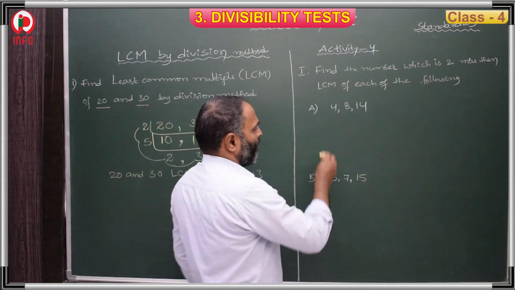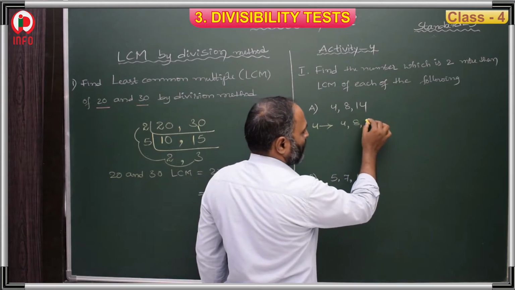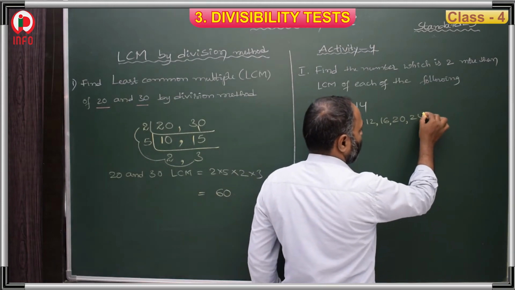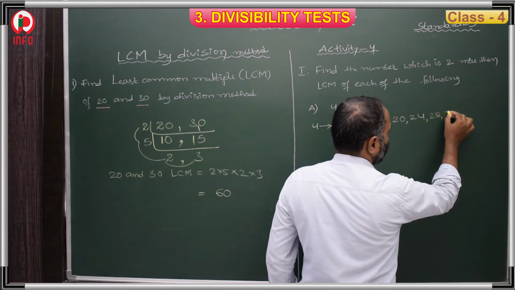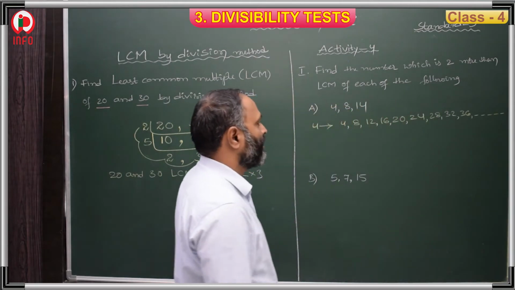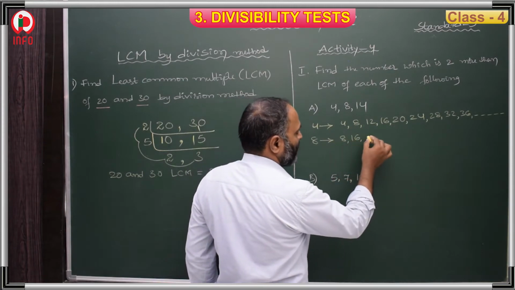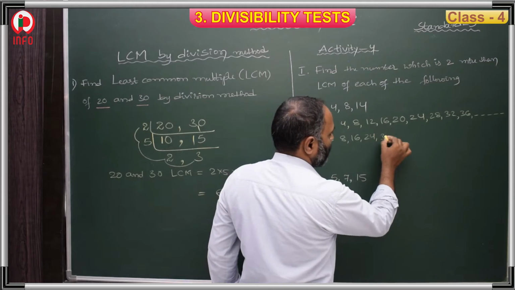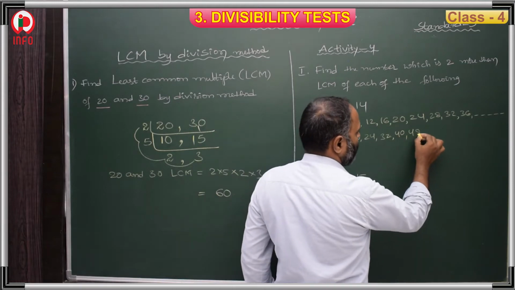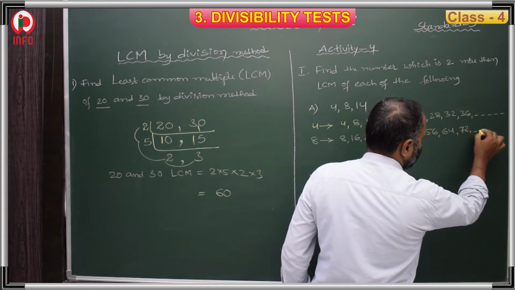First, the multiples of 4. 4 1s are 4, 4 2s are 8, 4 3s are 12, 4 4s are 16, 4 5s are 20, 4 6s are 24, 4 7s are 28, 4 8s are 32, 4 9s are 36 and so on. Next, 8. 8 1s are 8, 8 2s are 16, 8 3s are 24, 8 4s are 32, 8 5s are 40, 8 6s are 48, 8 7s are 56, 8 8s are 64, 8 9s are 72, and so on.